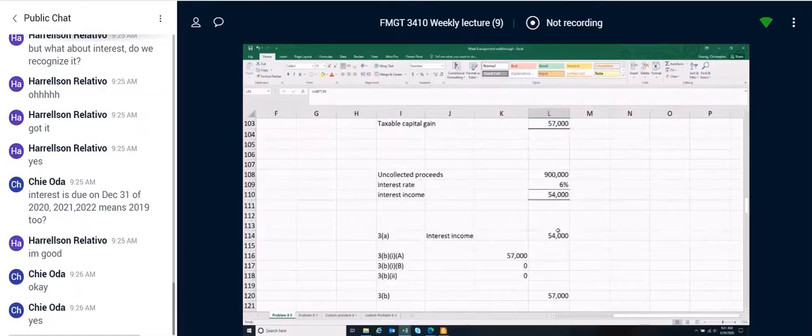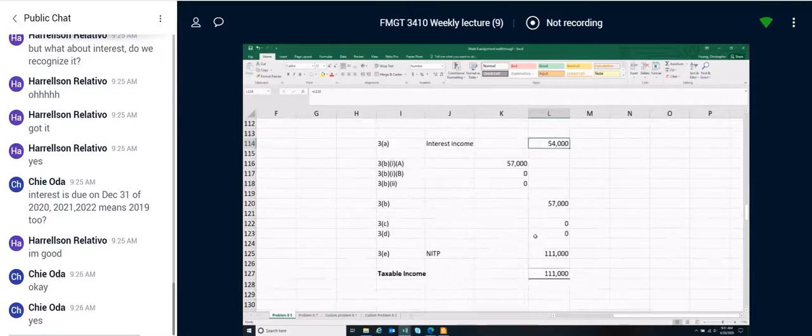Okay. Again, you collected 30%, but you collected it at the end of the year. Remember, the interest was based on the balance at the beginning of the year. So at the beginning of the year, you were still at 900,000 uncollected. So it should be 900,000 at 6%. Okay. So it's still 54,000 interest income in year two.